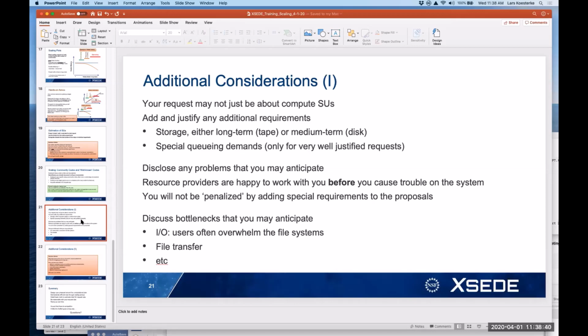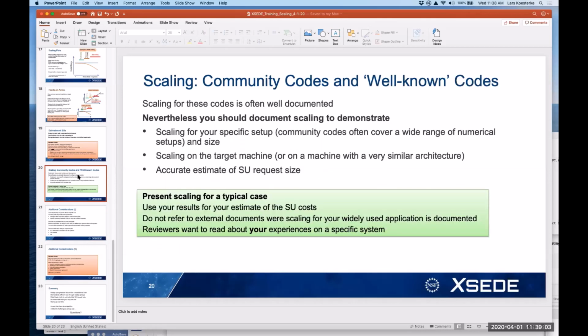Discuss bottlenecks that you may anticipate. A typical one is IO, where users sometimes overwhelm the file system with the number of requests, things like that. Or if you have a lot of files to be transferred from other resources, and whatever you have there. Yes, Scott was asking about the table at the end.